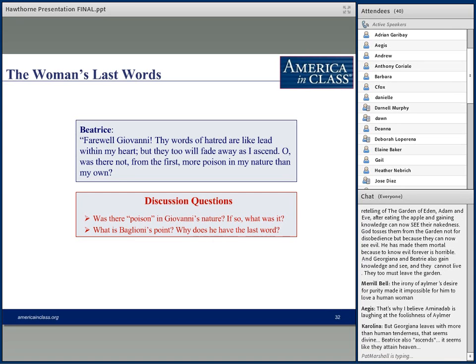We have a comment: Georgiana leaves with more than human tenderness. That seems divine. Beatrice also ascends. It seems like they attain heaven. So in a sense, with that reading, they do attain perfection. And so in an ironic way, the two wizards succeed. Of course, they have to kill what they were working with.